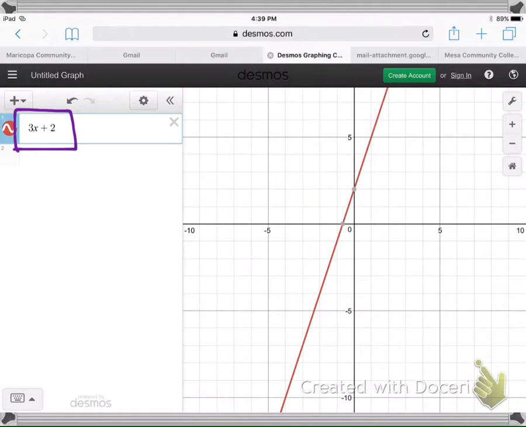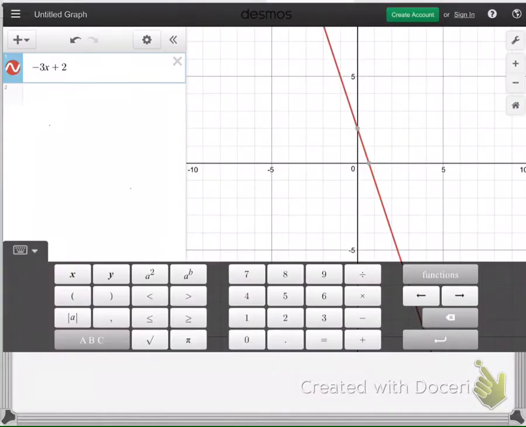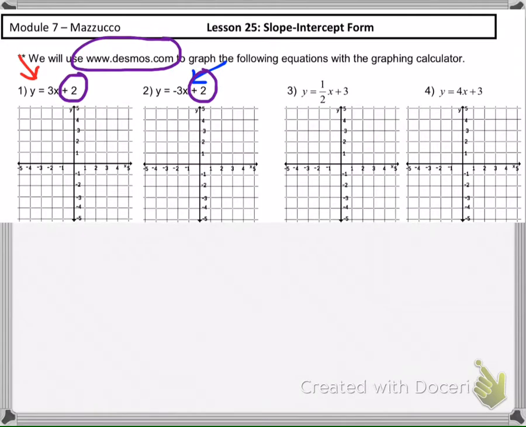And what I want you to see here is that this number right here, the constant, was plus 2. And it crossed the graph on the y-axis, or the vertical axis, at positive 2. Then when we had y equals negative 3x plus 2, that plus 2 constant number is where the graph crosses the y-axis, or the vertical intercept. So both of your sketches here, the graph goes through positive 2.